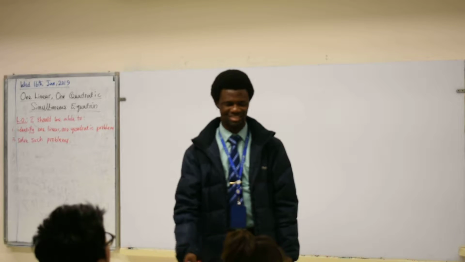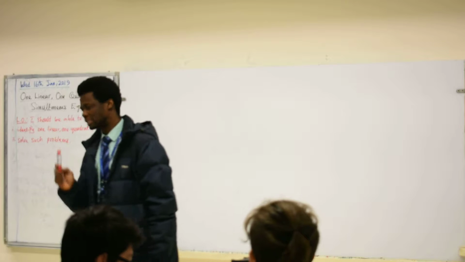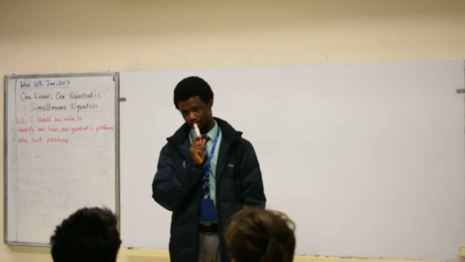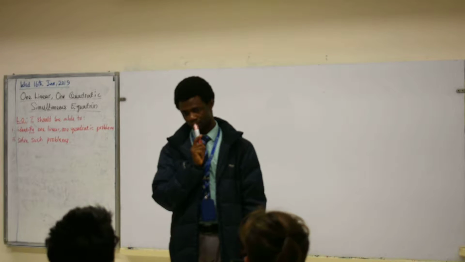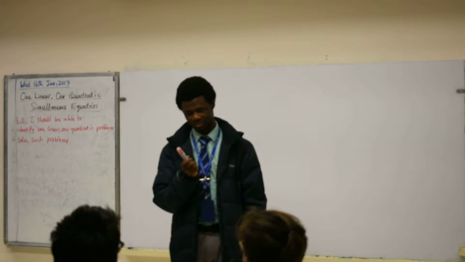Okay, so two equations. Now, how do you know the simultaneous equation is one linear, one quadratic form? One has power. Both of them have power. Wait, no, one has square.